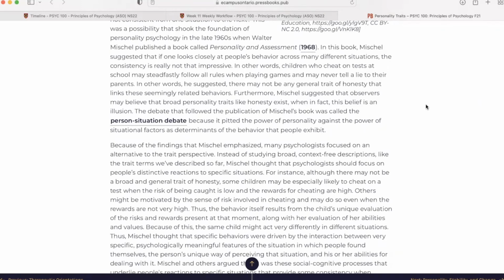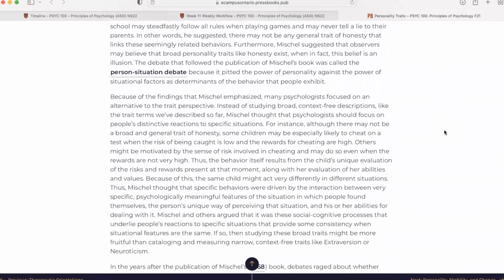an illusion. The debate that followed the publication of Mischel's book was called the person-situation debate, because it pitted the power of personality against the power of situational factors as determinants of the behavior that people exhibit. Because of the findings that Mischel emphasized, many psychologists focused on an alternative to the trait perspective. Instead of studying broad context-free descriptions, like the trait terms we've described so far, Mischel thought that psychologists should focus on people's distinctive reactions to specific situations.